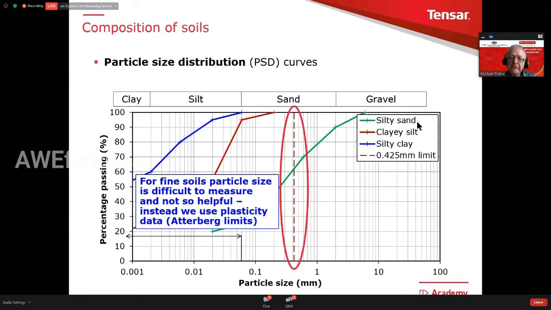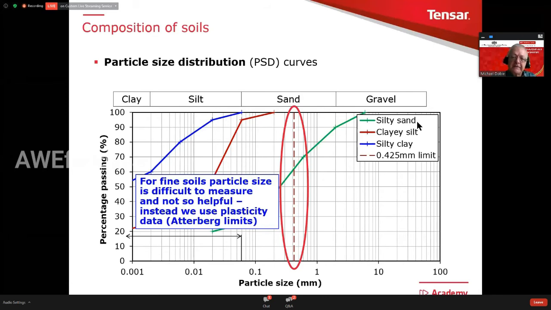One thing to mention now is that the reason I have a dotted line there halfway along this particle size curve is that's 0.425 millimeters, which is halfway through the sand sizes. The reason I mention that is that when you do Atterberg limits, you have to remove all particles greater than that. So there is some preparation required in many cases.